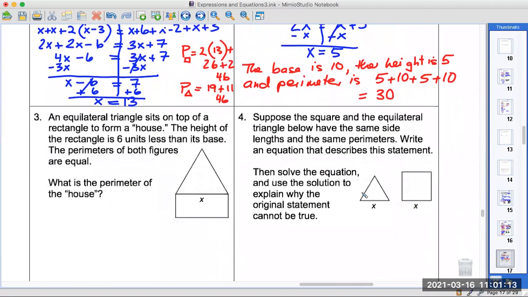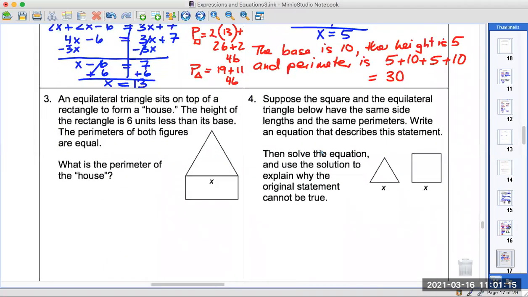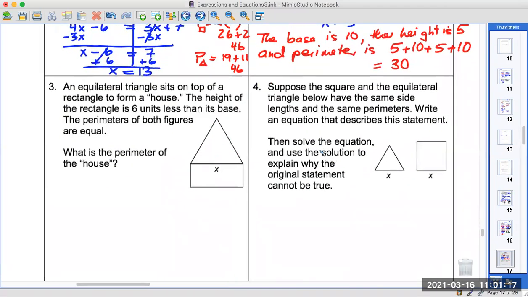Okay. Last one, I'm skipping number 4. This last one, number 3, is very, very tricky. But I'm skipping 4 because I think this will take every ounce of energy you have out of you. An equilateral triangle sits on top of a rectangle to form a house. What does equilateral mean?